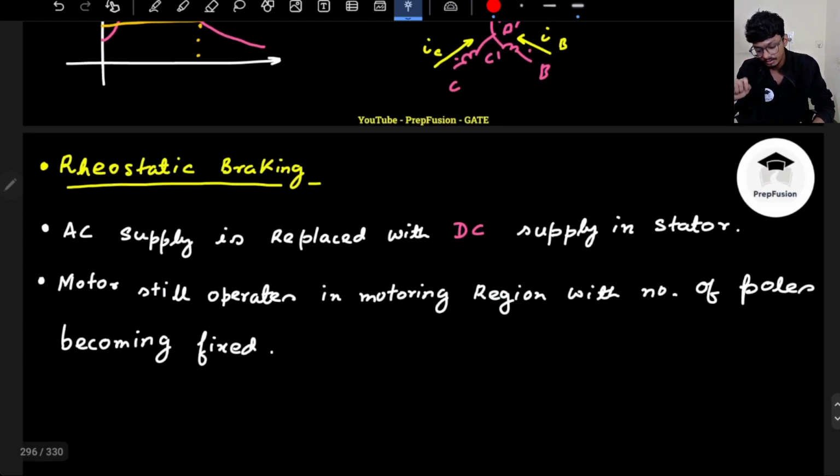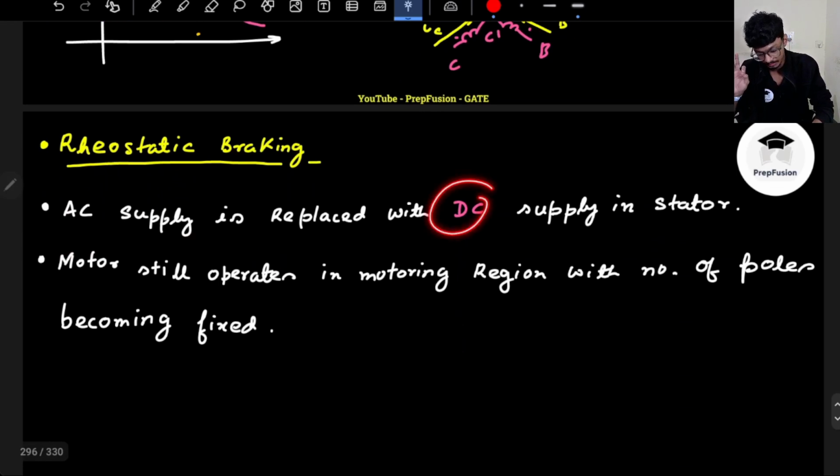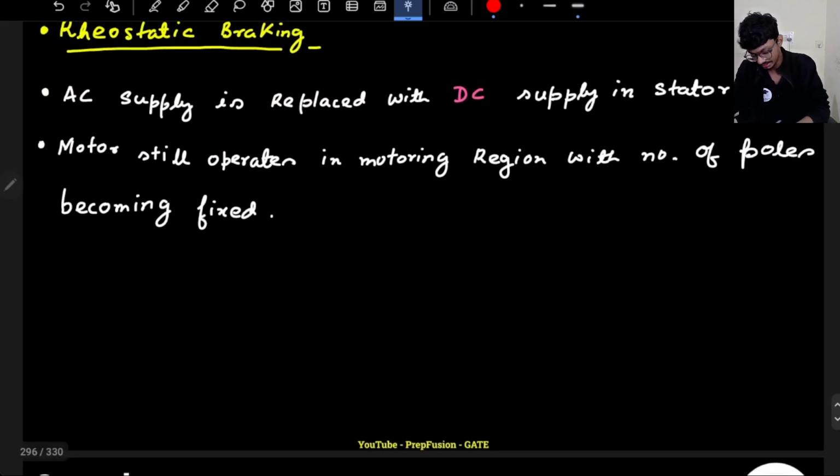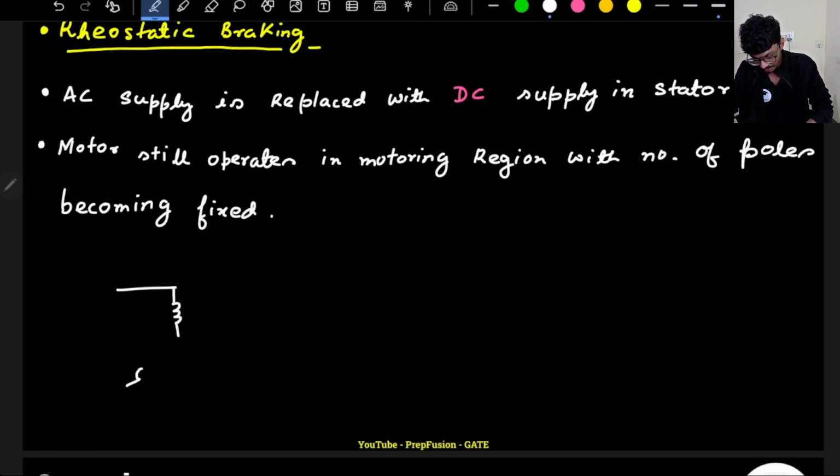So this is one of the ways. What we do is we replace the AC supply with a DC supply. So in the stator side I will not connect any AC supply anymore. In the stator side a DC supply will be connected. You will ask, sir, what will happen if a DC supply is connected?